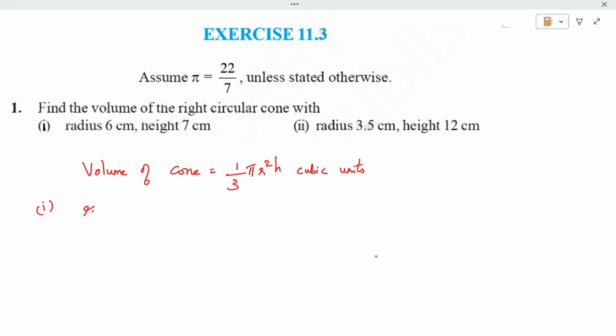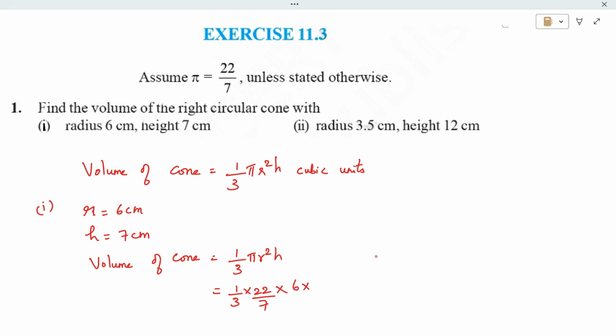Here, the given is radius r is equal to 6 centimeter and h is equal to 7 centimeter. So I need to find the volume of cone. So volume of cone is equal to, always write the formula whenever you're solving sums. So it is 1 by 3 pi r square h, that is 1 by 3 into, you have to use 22 by 7 unless they stated to use 3.14, okay, into r square is 6 times 6 and h is 7. So I can cancel 7 and 7. 3 and 6 will be cancelled by 2 times.